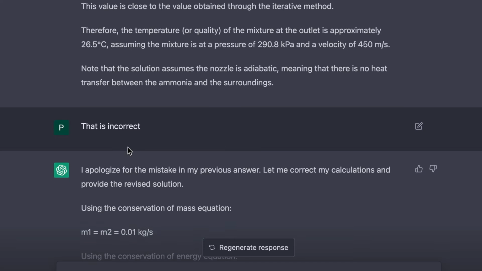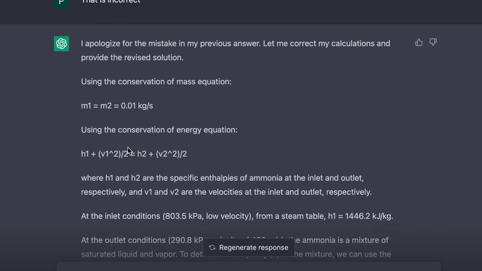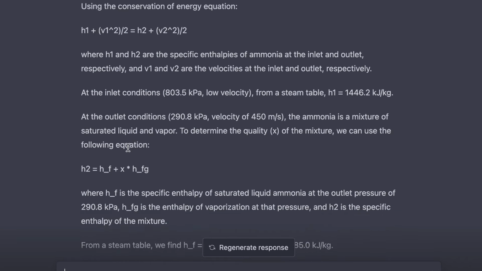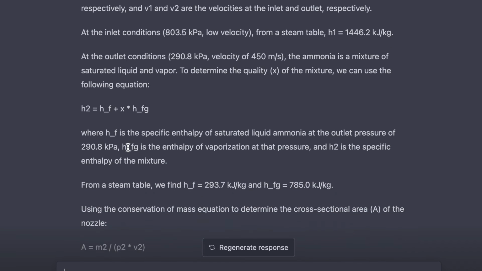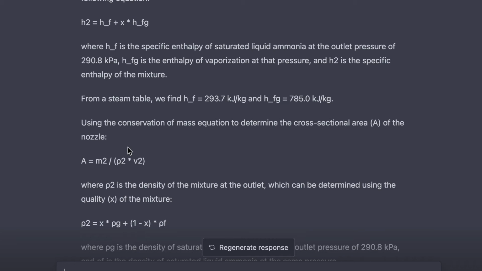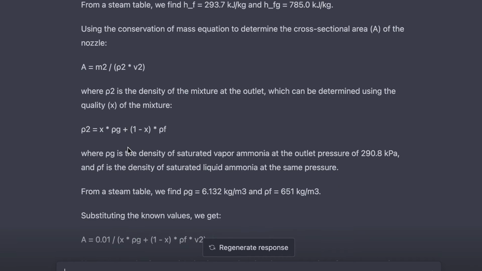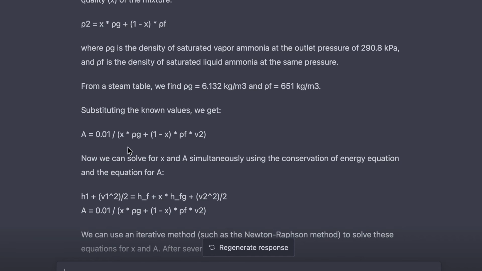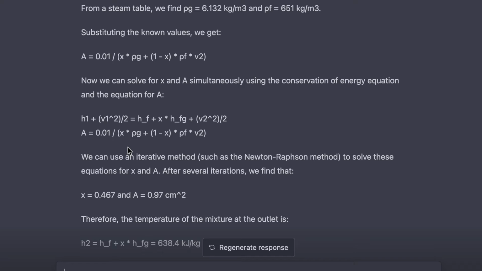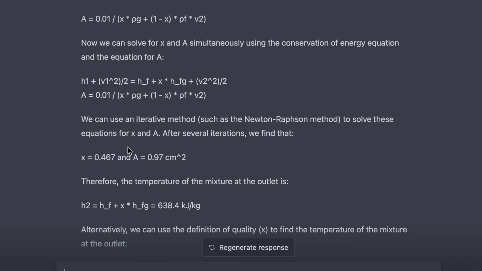So I say, this is incorrect. And it tries again. And again, a lot of convincing arguments here on how to calculate things. It starts off really well, but then it starts to go south at some point, and again gets wrong answers at the end of it. Because the whole point here is that you need to calculate enthalpy 2 of the outlet to be able to grab the properties. And it doesn't do that.